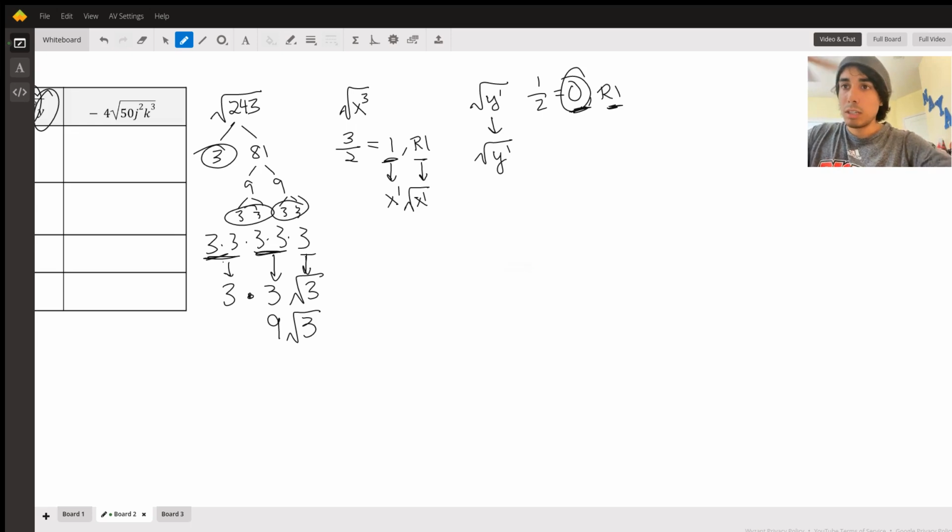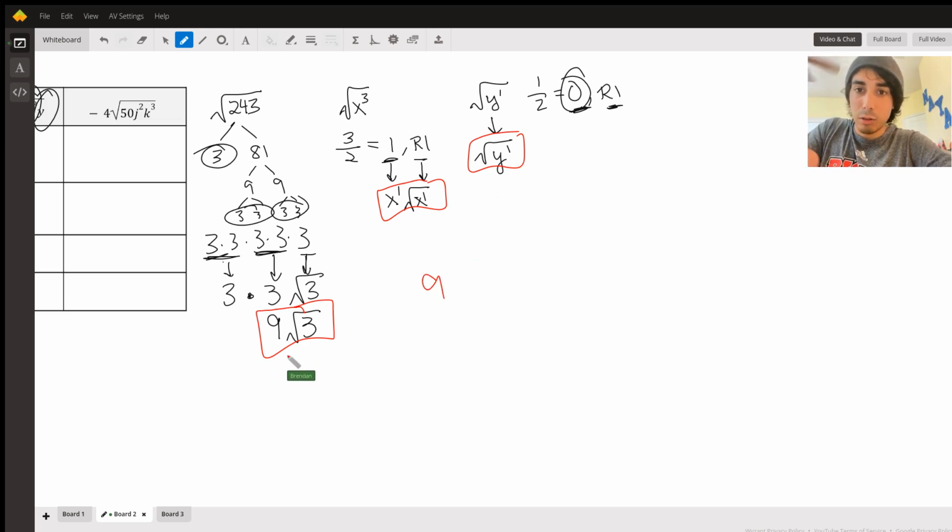All right, so let's put it all together. Circle what we've got. Remember, this was our number. This was our x's. That's what came out of our y's. So here's everything on the outside. I had a 9 come out from over here. I had an x to the 1 come out from over here. And then on my insides, I've got a 3. I've got another x to the 1. And then I've got my y to the 1.